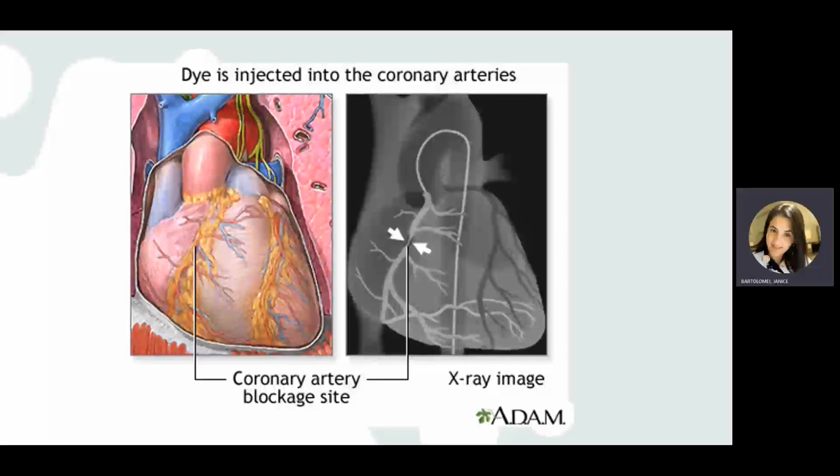Here's kind of how an angiography looks with the x-rays and the dye, the catheter coming up, and you can see the narrow spot here because it's not as thick as the other one. That's how you know that there's a blockage.